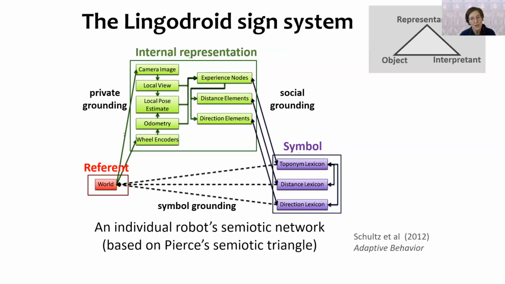The words are not linked to the sensor inputs for the robot, but rather to the way they construct experiences, distances, and directions. And then the lexicons that it builds out of this are tied to these higher level concepts. And over a lot of specific instances, it can go from distance elements to a distance space, from direction elements to a direction space.